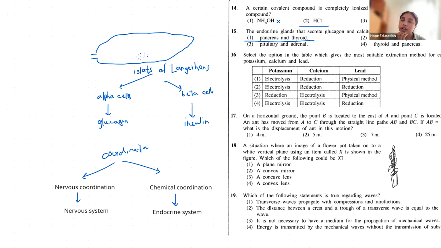Where are the adrenal glands located? Yes. On the surface of the kidneys, on top of the kidneys, there are two triangular glands. Those are the adrenal glands.